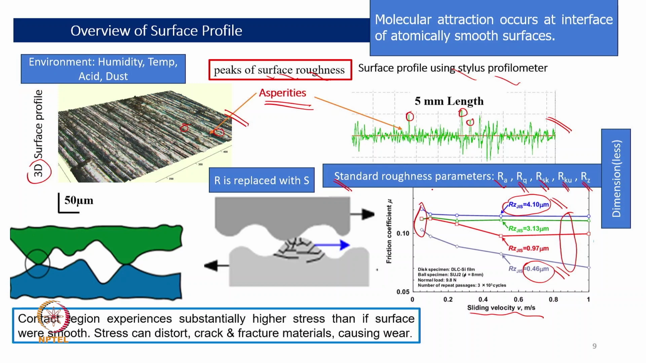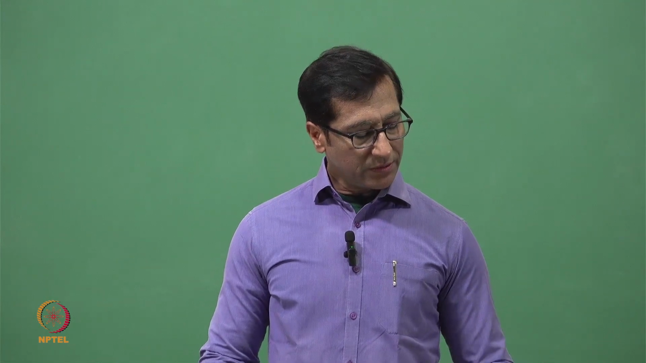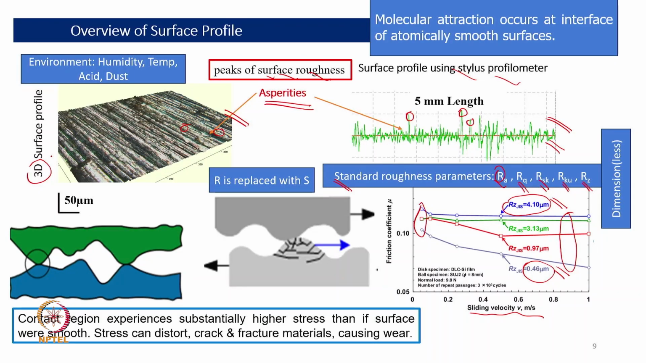When we see a surface roughness parameter represented with an R value, this is basically for the 2D stylus profilometer. When we go for the 3D surface profilometer, instead of R we will replace it with S. That's the nomenclature: S stands for the 3D profilometer and R for the 2D stylus profilometer.